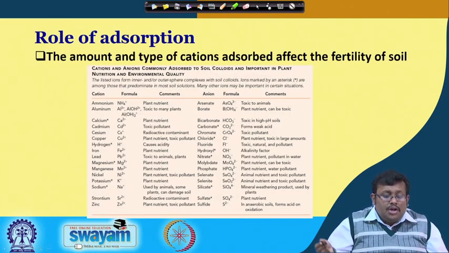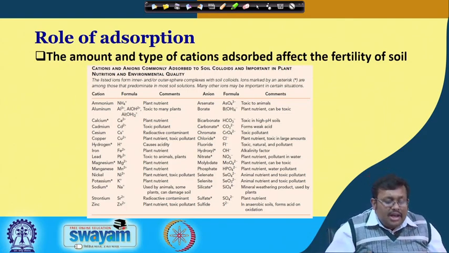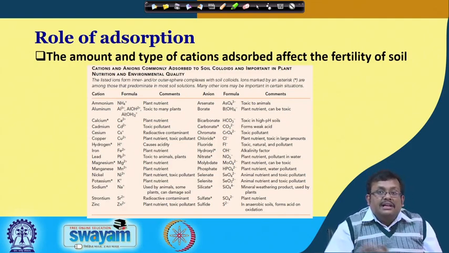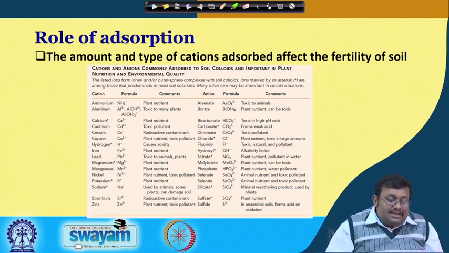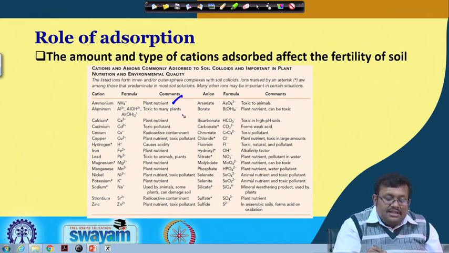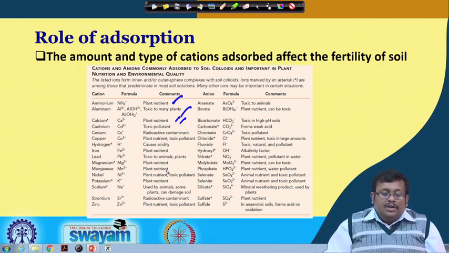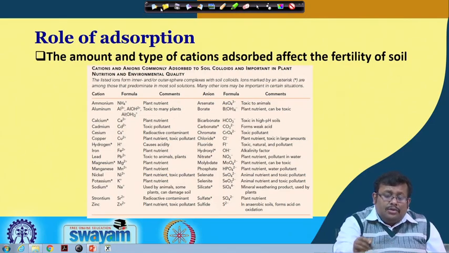Now, the roles in adsorption. The amount and type of cation adsorbed affect the fertility of the soil. Here you can see a list of different cations and anions which have different roles in the growth of plants. Ammonium is a plant nutrient, aluminum is toxic to plants, calcium is a plant nutrient, cadmium is a toxic pollutant, and so on and so forth. Based on their dominance, they can influence both soil fertility as well as plant growth.